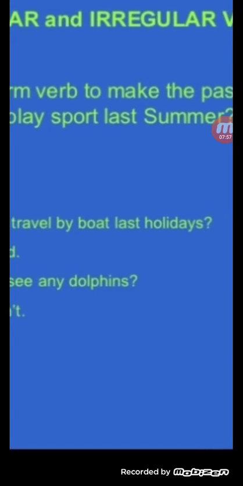Did you play sport last summer? That is an example of it. Let's discuss another example. Did you travel by boat last holidays? And a question mark will be applied. You see, without applying a question mark, the question stays incomplete. Did you see any dolphins? No, I didn't. So these are some of the answers. These questions which begin with the helping verb are mostly answered with yes or no.